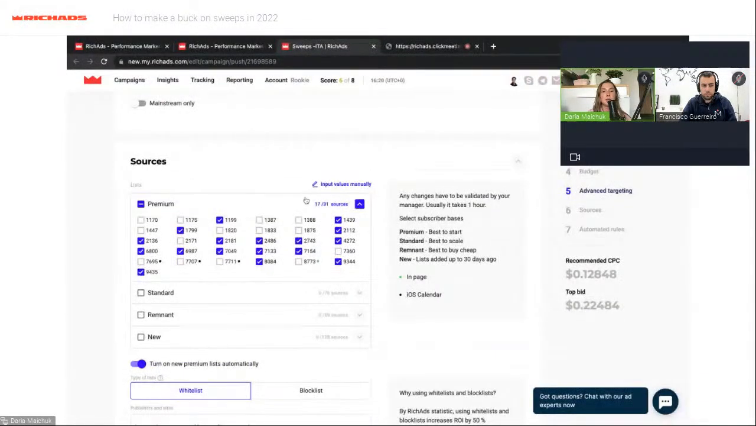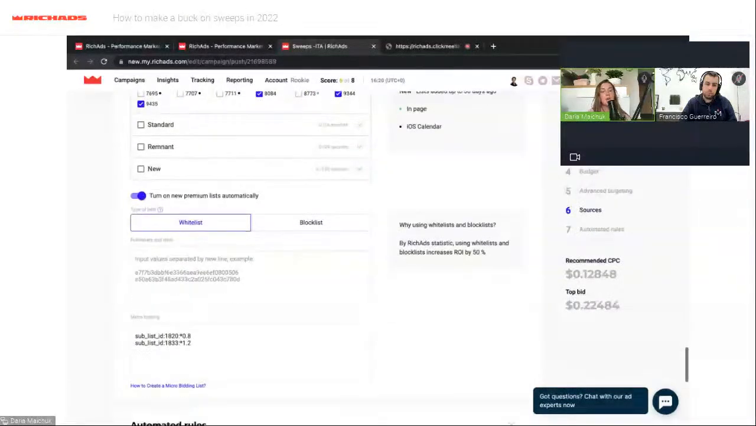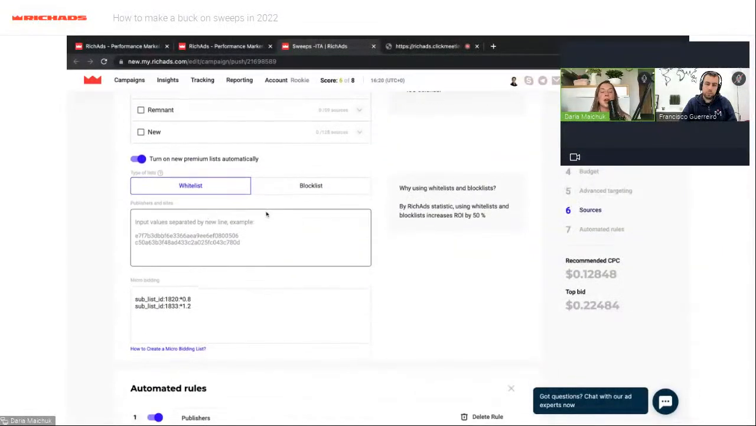There are sources that will be available for sweepstakes offers, but please notice that I turn off subscriber list for iOS calendar. Today I want to test only push ads, push traffic. Whitelist and blocklist. Now I will start with the tools of optimization.